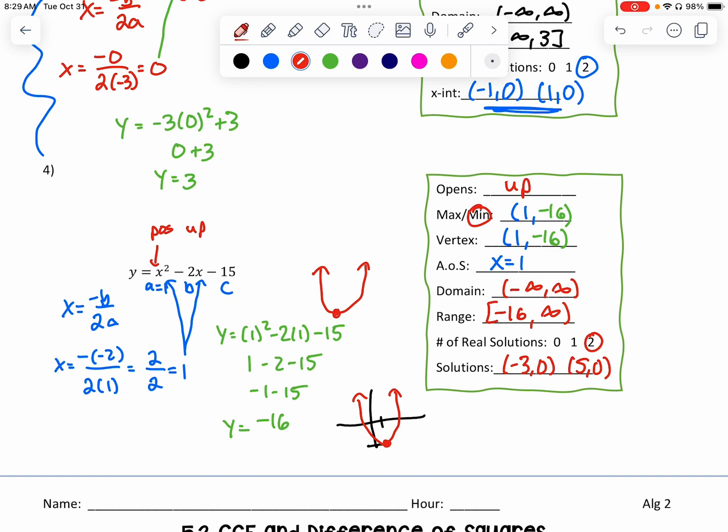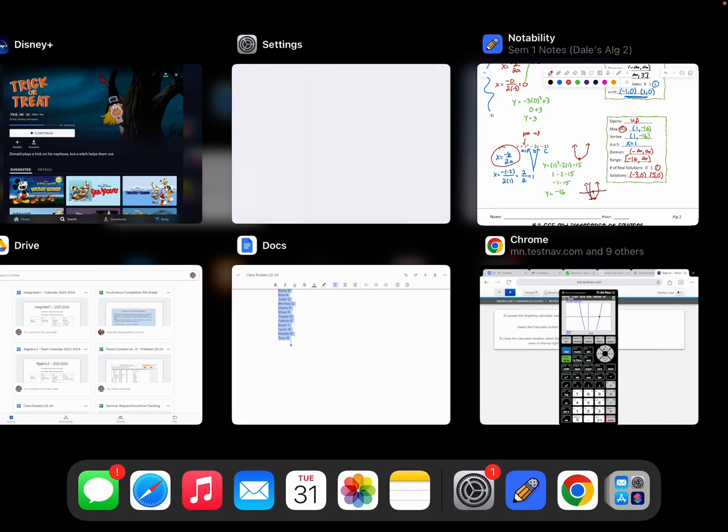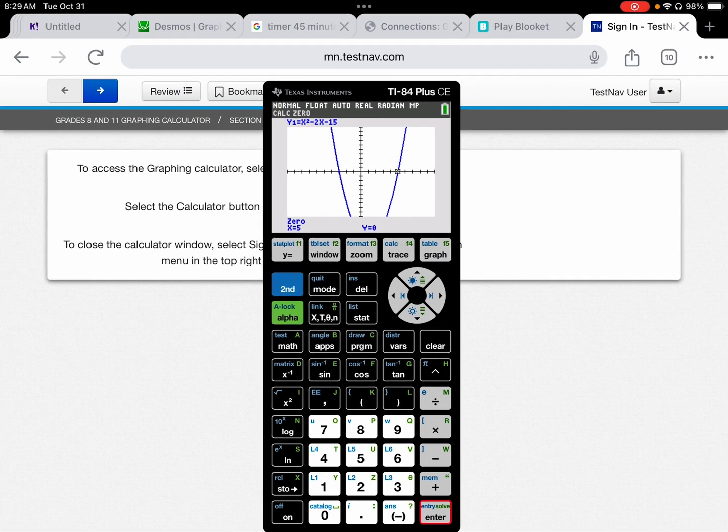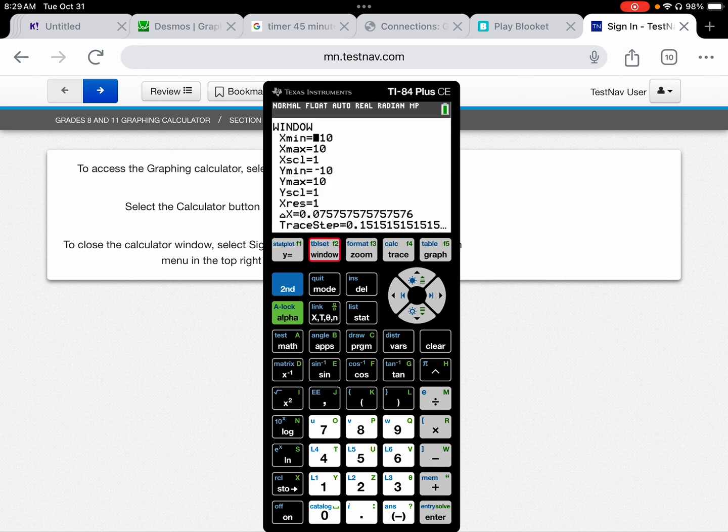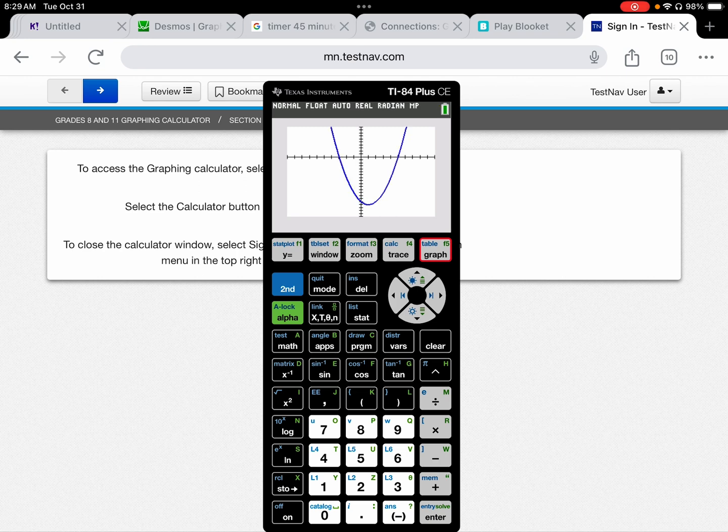Because I know sometimes we forget things and maybe we don't remember -b over 2a, it is nice to know on the calculator how to find that maximum or minimum. So let's look at that. I'm going to fix the window really quick, because our y-axis isn't going down far enough. If I go to window and change my y minimum to be like -20, we can actually see the whole graph. So I just extended the lower part of the y-axis.